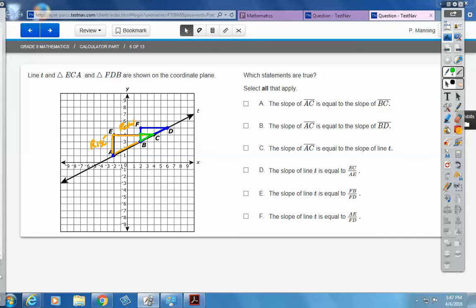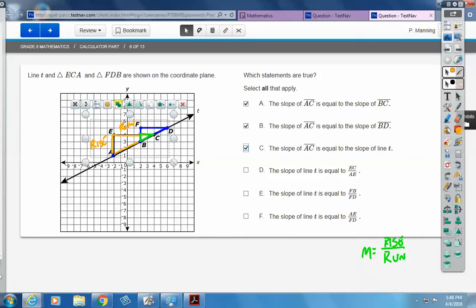And so let's keep that in mind, and we're going to remember that slope, m, is going to be rise over run. All right, so the slope of AC is equal to the slope of BD. Well, AC and BD, well, yeah, they're on the same line. Of course they will. The slope of AC is equal to the slope of BD. Yes, that is clearly the case. The slope of AC is equal to the slope of line T. They're all on the same line. The answer is yes.